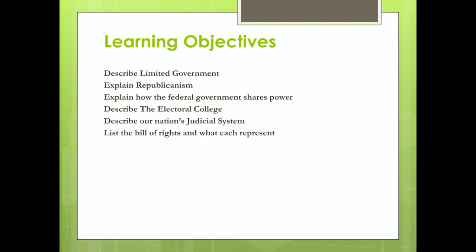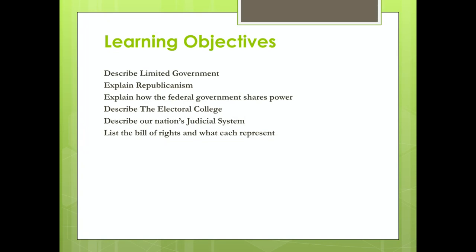So again, before we start, let's make sure that we understand what our learning objectives are going to be for this lesson. If you want to pause this and go ahead and write these down, you can. And we'll answer those at the end of the video lecture. But let's start with the first learning objective, which is to describe limited government. Tell me what limited government is. Explain republicanism and what republicanism is. Explain how the federal government shares power, how the Constitution addresses this idea of sharing power.